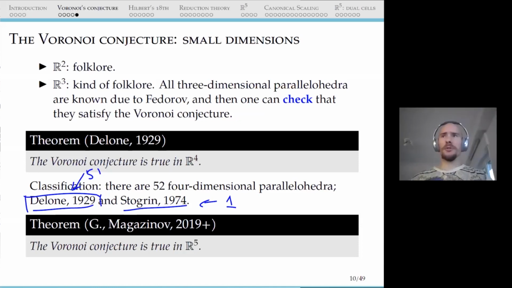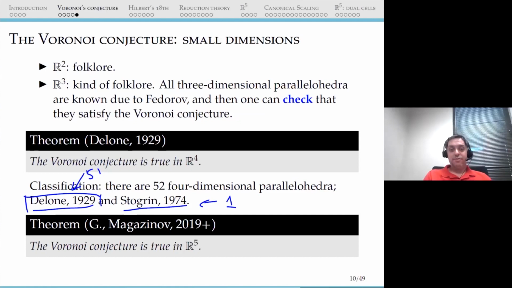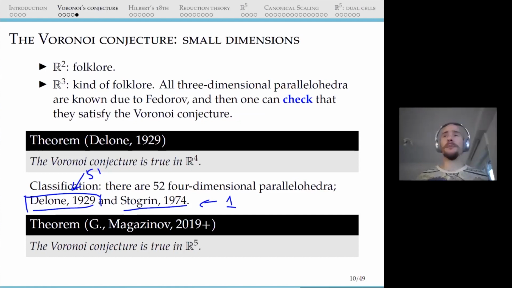Question: So, at this point, can I ask you something? You mentioned this affine equivalence. If you relax it, every parallelohedron is affinely equivalent to the Voronoi cell of a lattice. But what if you ask only for combinatorial equivalence? Is it trivial? Is it easy? Answer: It is not known. It is also not known.